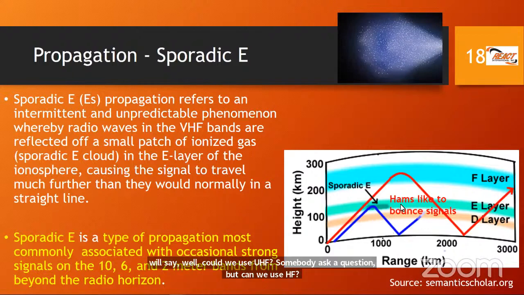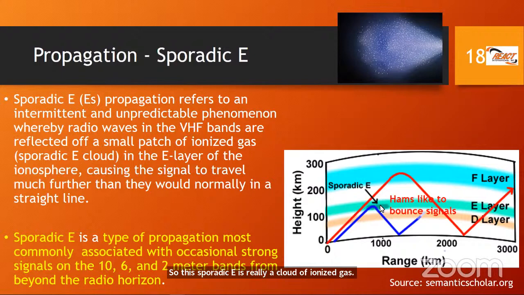So this sporadic E is really a cloud of ionized gas that is formed, very unpredictable, very intermittent, and it will form on the E layer of the atmosphere, really the ionosphere, and we can bounce our signal off of it, right? So we do have an exam question related to that. And we already discussed it. It's called sporadic E. And we did say we use it a lot for the VHF part of the spectrum. But of course, the exam question doesn't use the term VHF, right? So let's see what the exam question is.